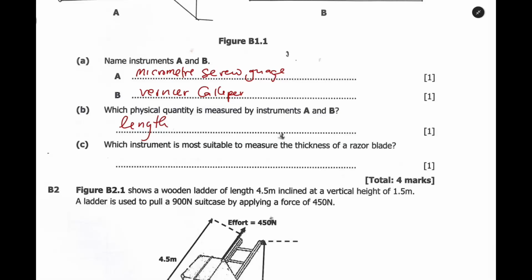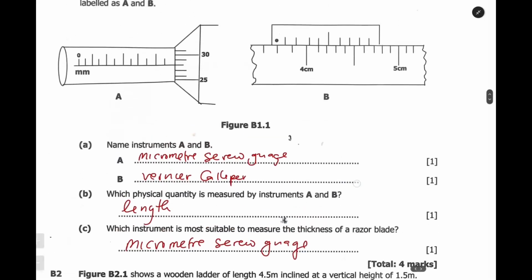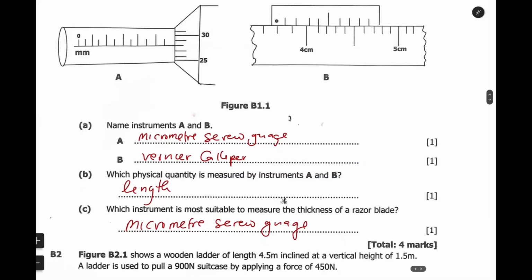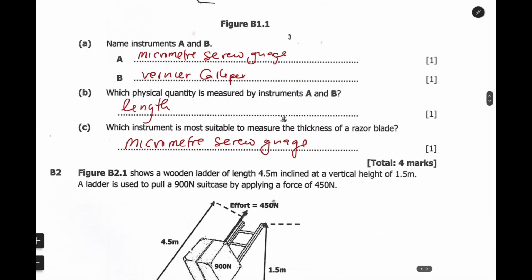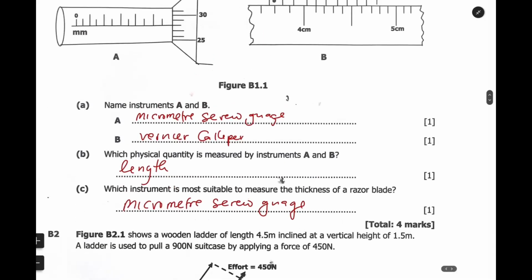Which instrument is most suitable to measure the thickness of a razor blade? So here, the one suitable is the micrometer screw gauge. And you need to know that a micrometer screw gauge usually measures the external diameter, but the vernier caliper measures the internal and external. So take note of those and how they work. All right, so that was about question 1.